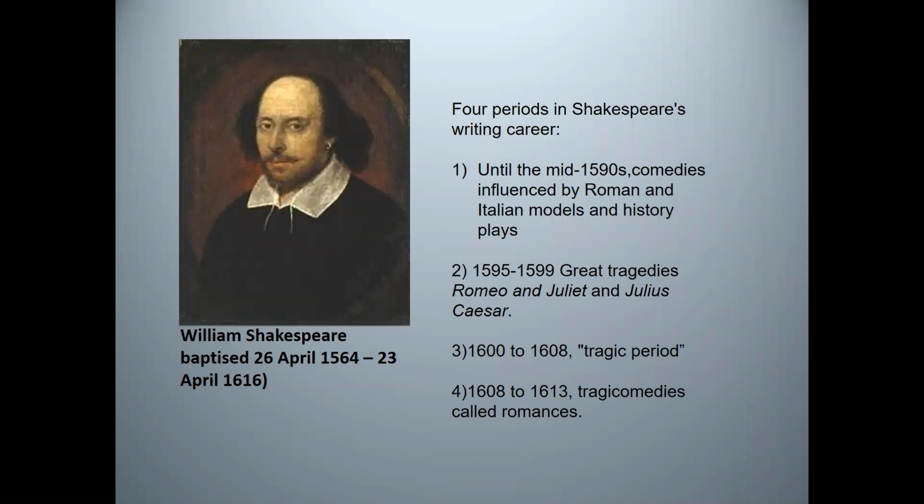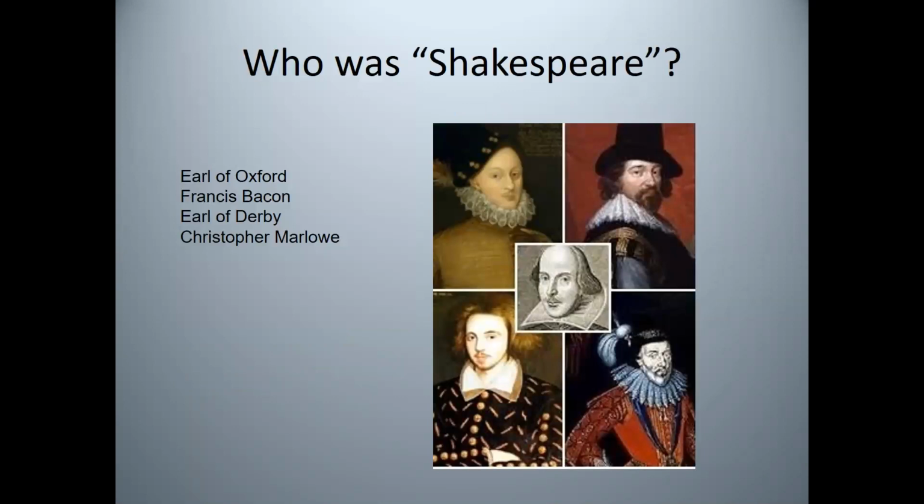Shakespeare had 4 periods in his writing career. The early work was based on Roman and Italian models and history plays, followed by his great tragedies, the tragic period, and his romances or tragic comedies. So who was Shakespeare anyway? There are many theories. Some say he was the Earl of Oxford or Francis Bacon or the Earl of Derby or Christopher Marlowe. Others think he really was a man named William Shakespeare from Stratford-on-Avon.